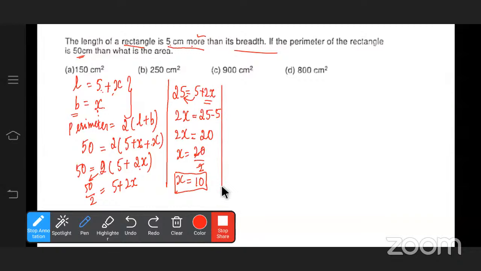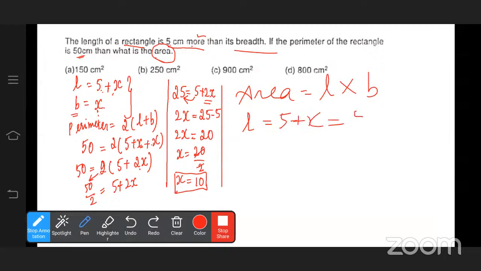But here it is asking about area. So what is the formula for area? L into B. Here L is 5 plus x, right? I'm going to find out the L. L equal to 5 plus x, what is the value of x? 10, right? Yes, ma'am. So it is 15. Okay, breadth is equal to what? Simply x, right? So what is the value of breadth? 10 only. Do you understand how to find it?